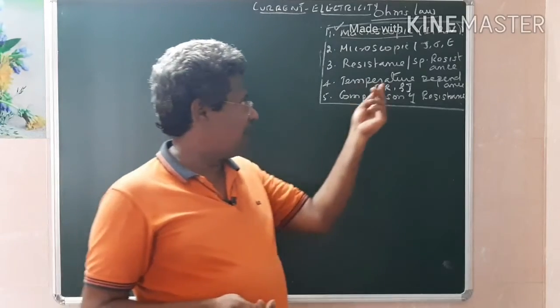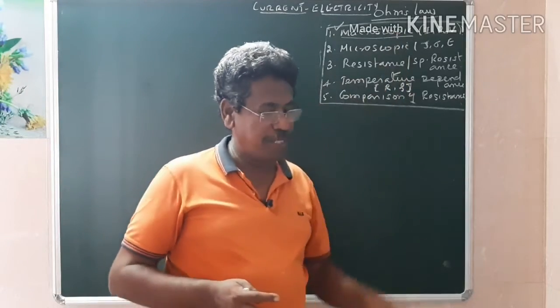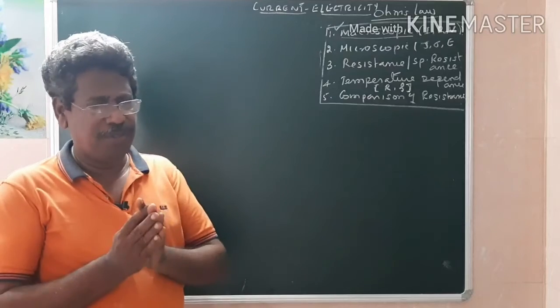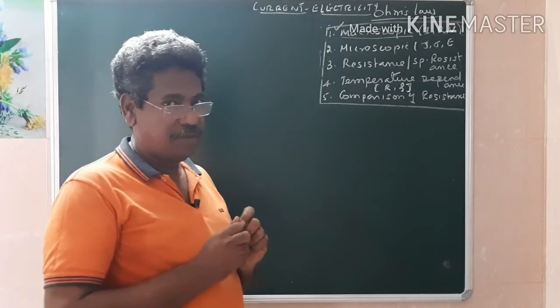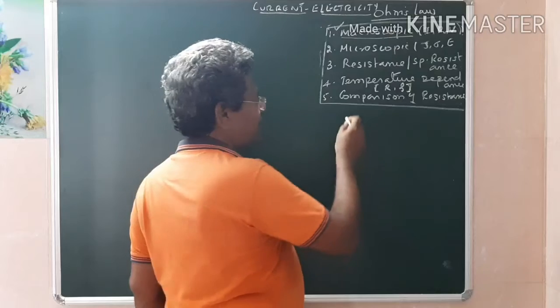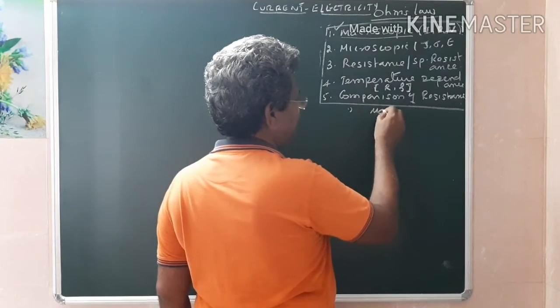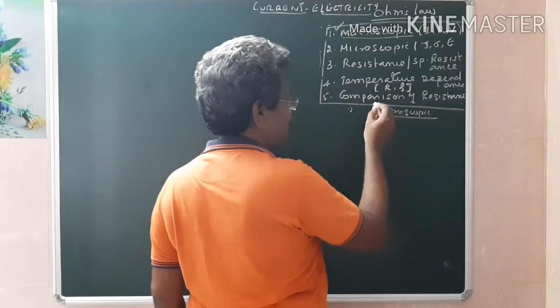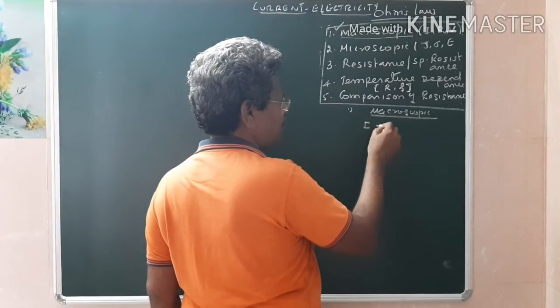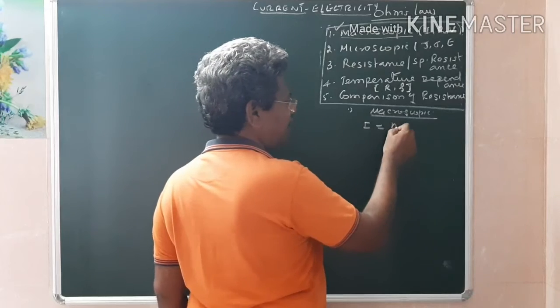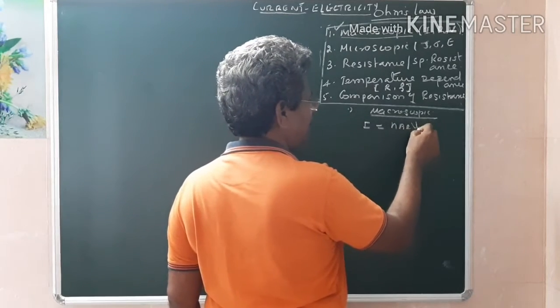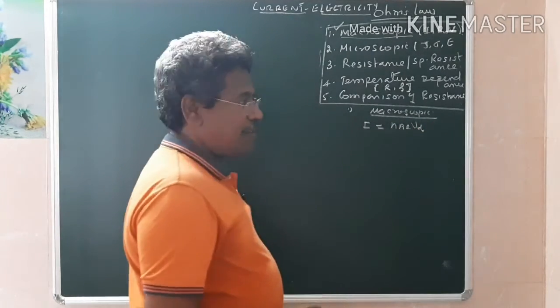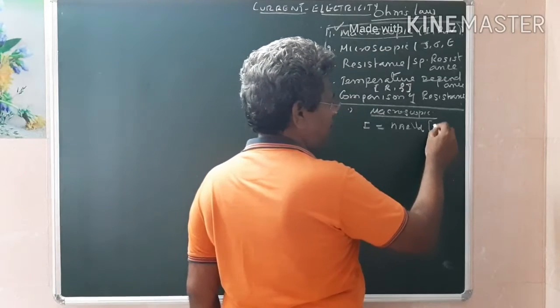First, let me derive the macroscopic and microscopic expressions for Ohm's law. It's very simple. Let us start with the macroscopic expression for Ohm's law. For all this, we have to start from the relation between current and drift velocity, which we know is I = n A e v_d. The v_d is the drift velocity. This we know, you can recall.